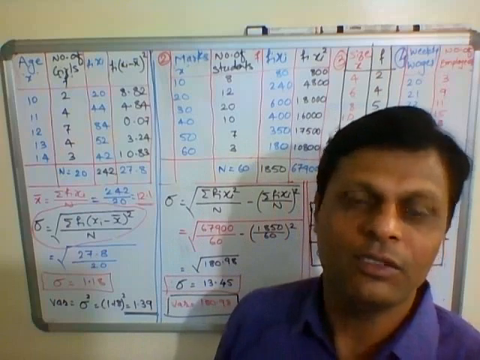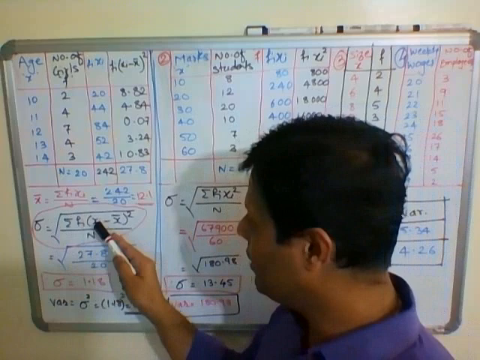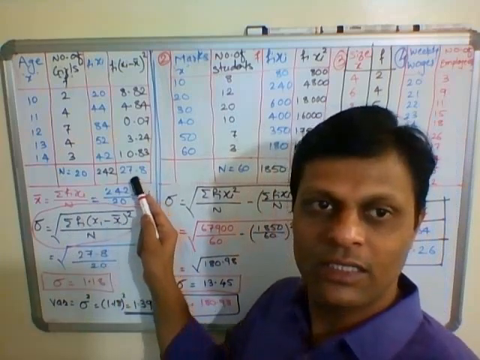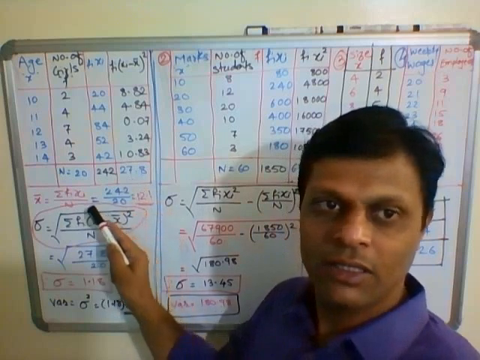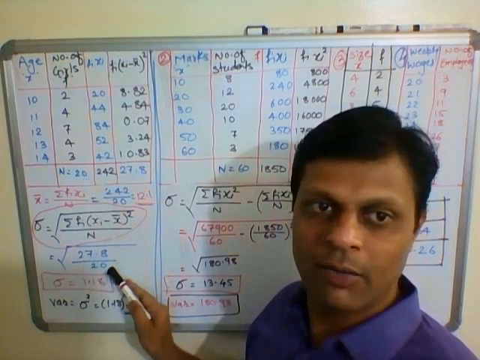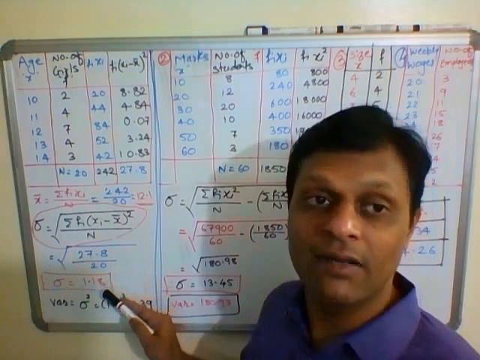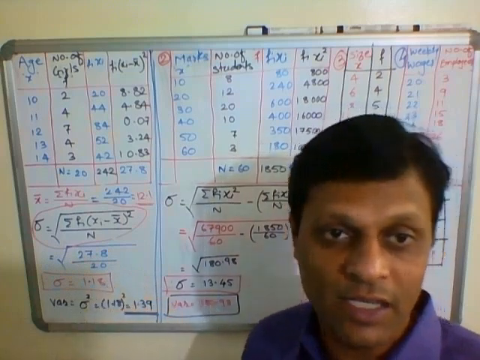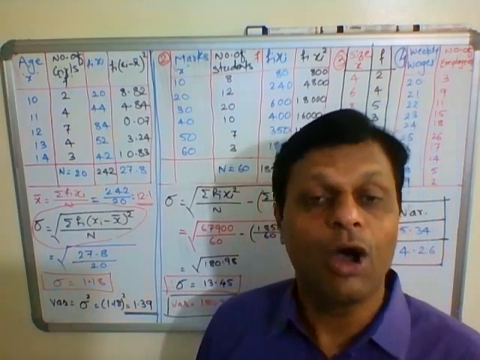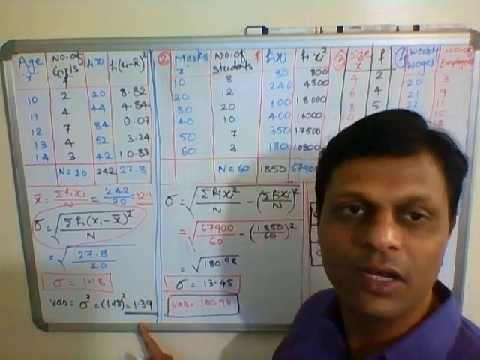Now we have got both the values. Let us substitute them in the formula. The formula says square root of summation fi into (xi minus x bar) whole square divided by capital N. Now this numerator value is this and the denominator value is this. So let us substitute: square root of 27.8 divided by 20. Divide, take the square root, you get the answer as 1.18 as standard deviation. This much is the amount of deviation in the age of these 20 girls on an average basis. And if you square this value, you get variance 1.39.